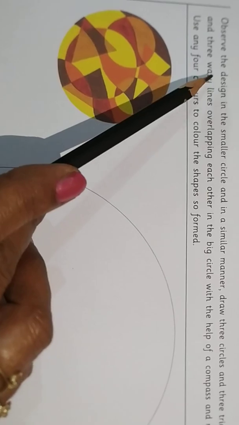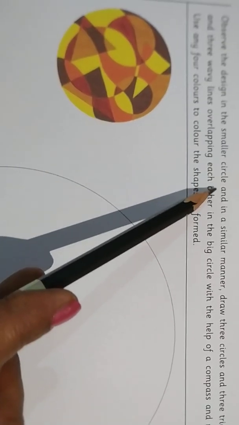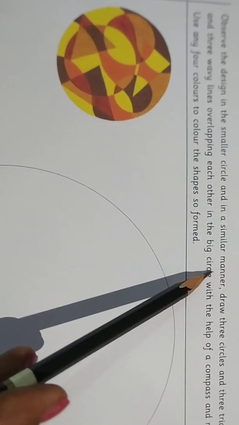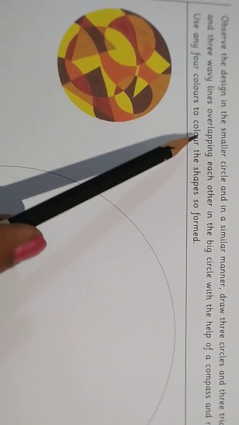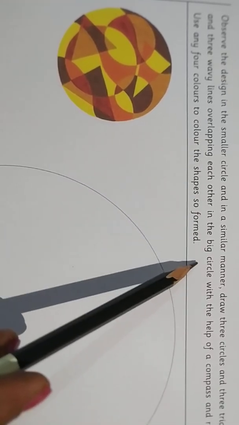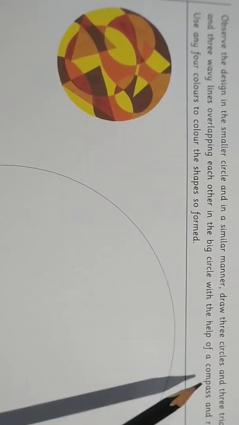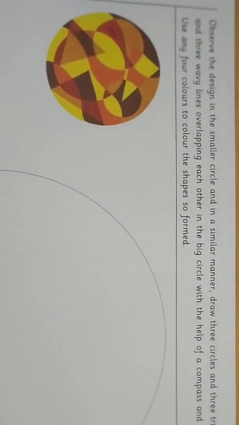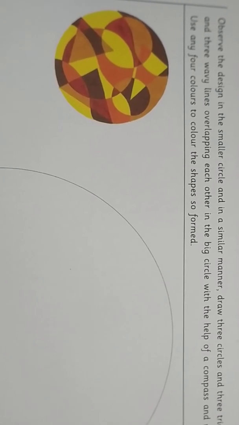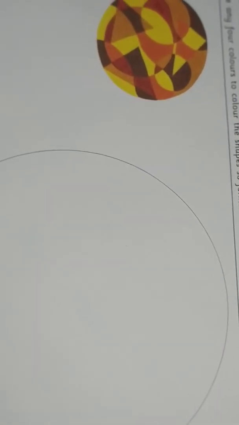It is written, observe the design in the smaller circle and in a similar manner draw 3 circles and 3 triangles of different sizes and 3 wavy lines overlapping each other in the big circle with the help of a compass and ruler. So we are going to use compass and ruler for this. Okay, children, and we are going to make a geometrical design with the help of 3 circles and 3 triangles.